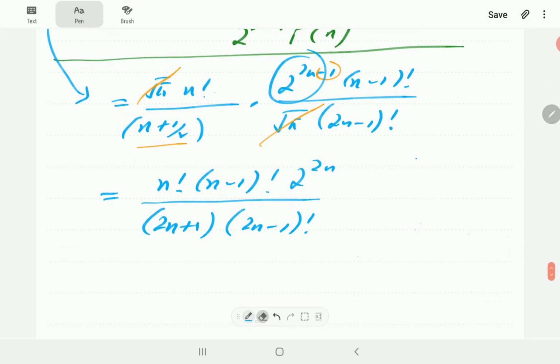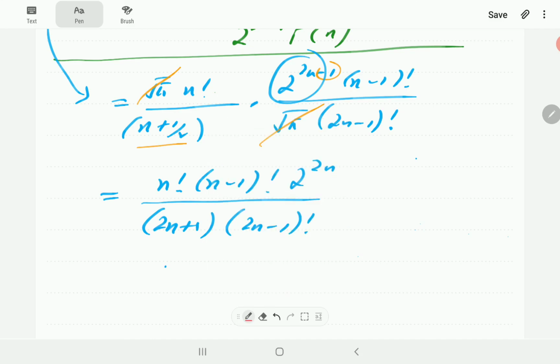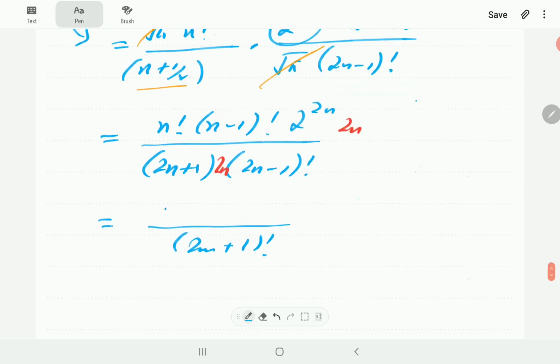Right. The term in the denominator, this one here, is almost 2n plus 1 factorial, only if we had 2n here. So what we're going to do is plug in that 2n there, and then that's going to help us write this in a much more elegant way. So we'll put 2n here. So that means we need a 2n in the numerator as well. With that, the denominator is now 2n plus 1 factorial.